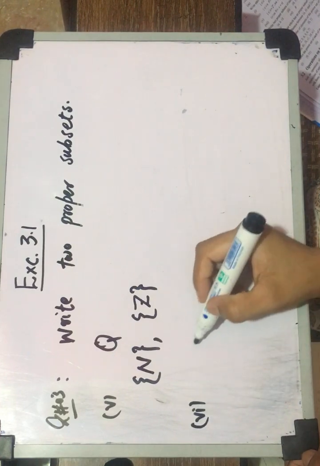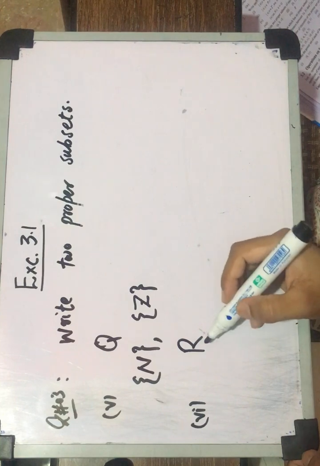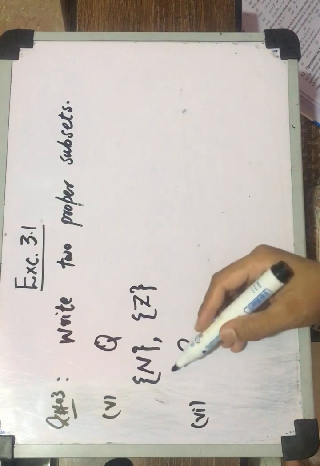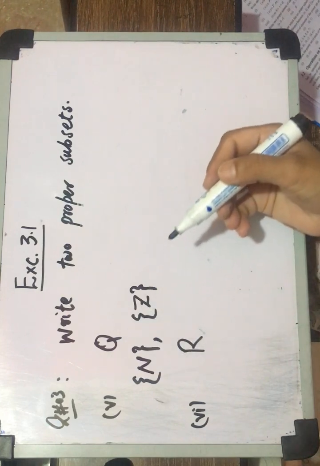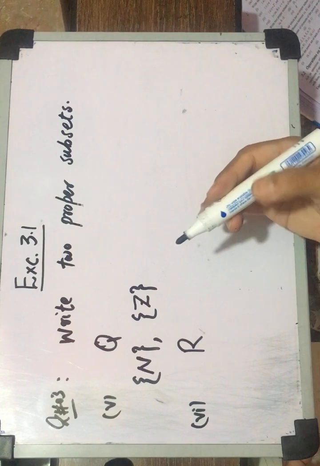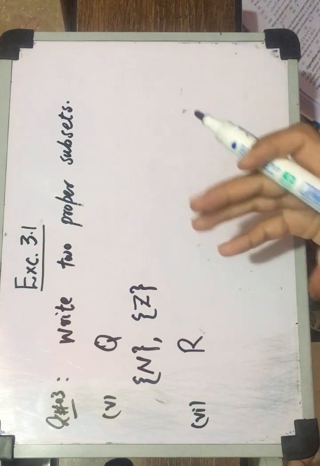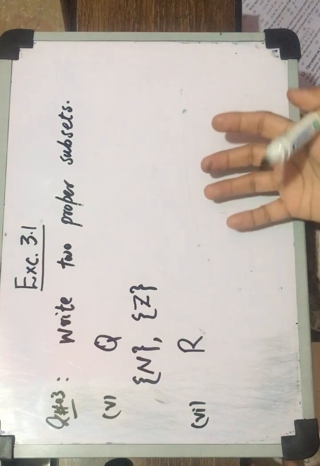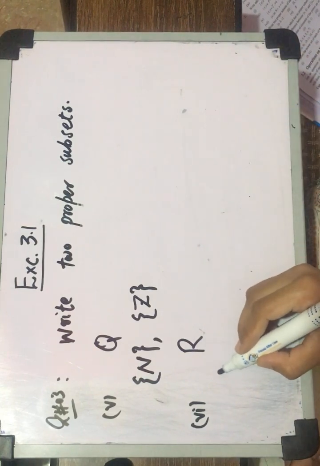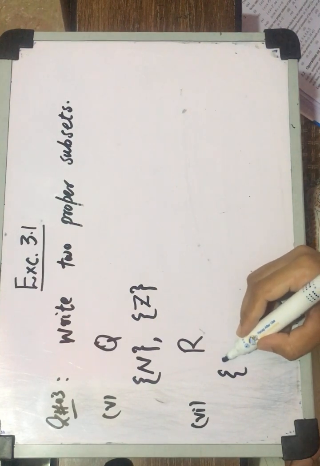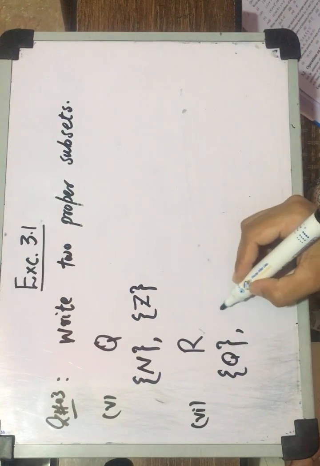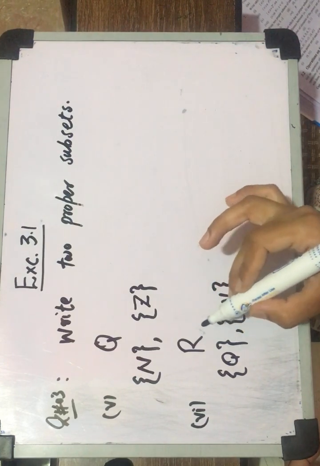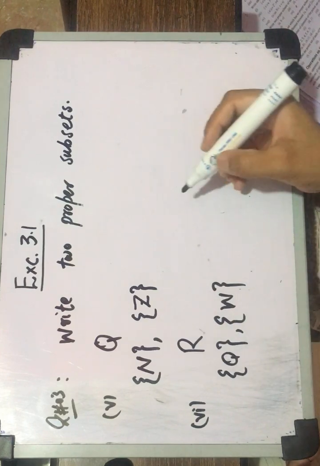Let's move towards part number 6. This is real numbers. The real number set is bigger than all the sets like natural numbers, integers, rational numbers, prime numbers. All numbers are contained in real numbers. So let's take any two of them. I'm going to take rational numbers and then whole numbers. Both are proper subsets of real numbers.